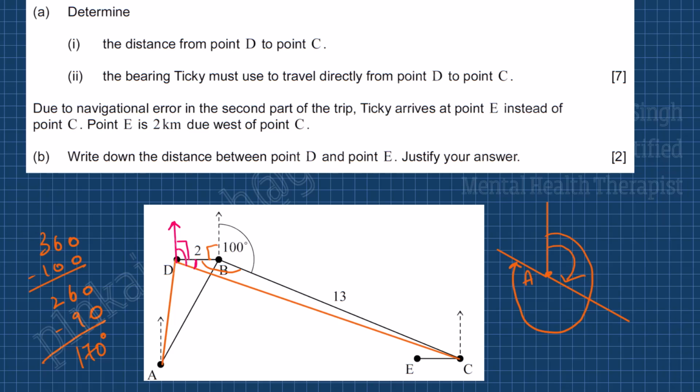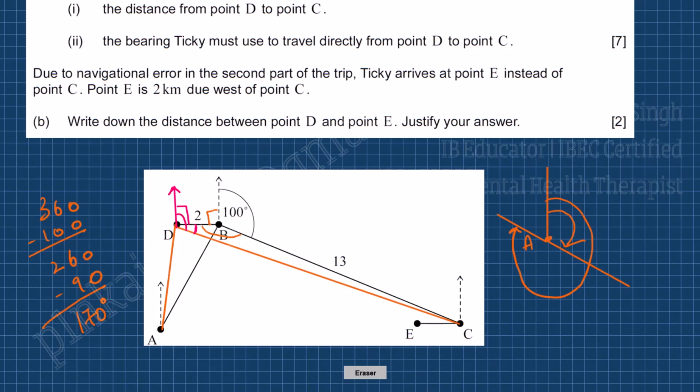All right, so in the next part, due to the navigational error in the second part of the trip, now I'm going to erase all of this. So Tiki has arrived at point E instead of point C. So the person travels from D and ends up at E instead of going to C. So I know that this point E is 2 kilometers due east, and this is the north, because both are traveling east.